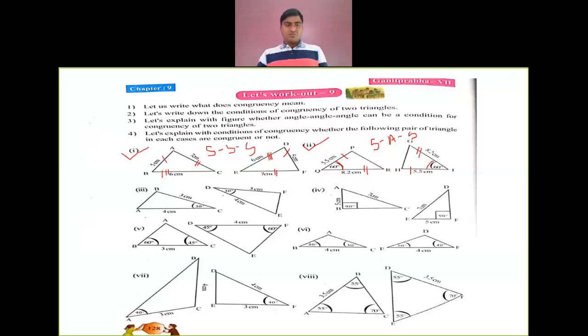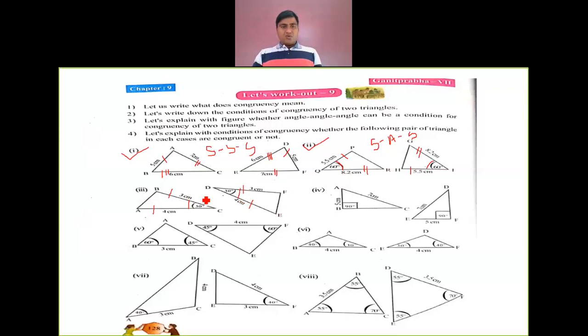Now number 3, here the triangle ABC and another triangle DEF. AB equals 4 centimeter. In the triangle DEF, DE equals 4 centimeter. BC equals 3 centimeter and DF equals 3 centimeter. And the included angle in ABC, angle C is included. This is 30 degree. And in triangle DEF, D is the included angle. So this is equal to 30 degree.